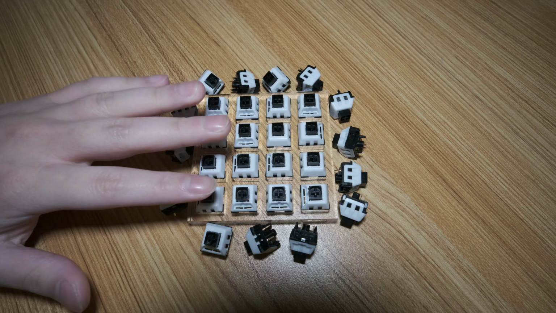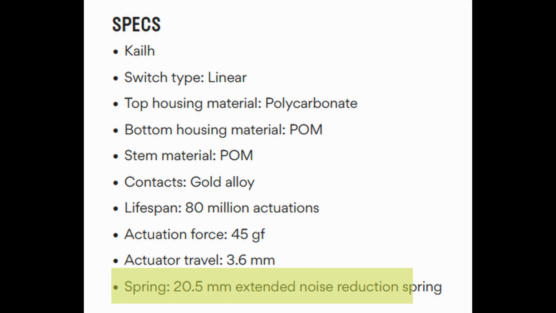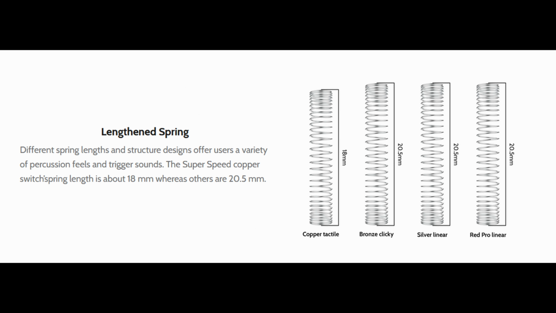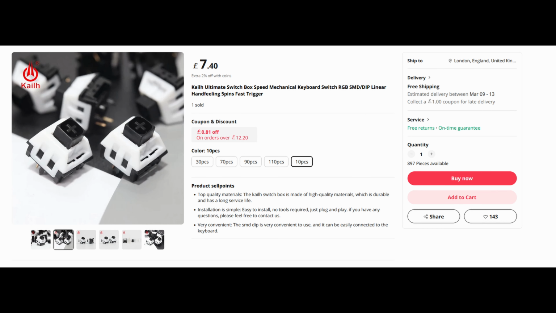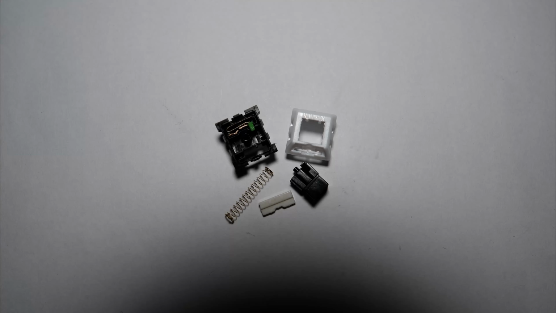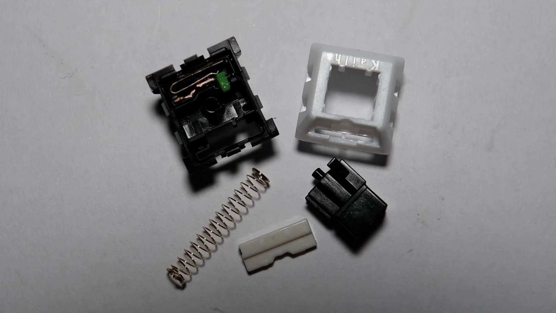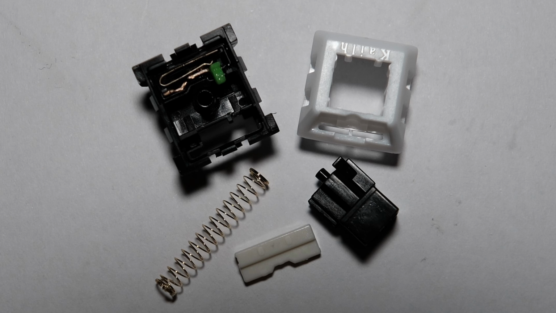And finally, the spring. These have a quote 20.5mm extended noise reduction spring, which all these Super Speed switches have apart from the copper tactile, for some reason. Now, pricing wise, these are £7.40 for 10 switches on AliExpress, placing these in the upper mid range. And this is what they look like when disassembled. Feel free to pause the video. Now, let's move on to the switch characteristics.